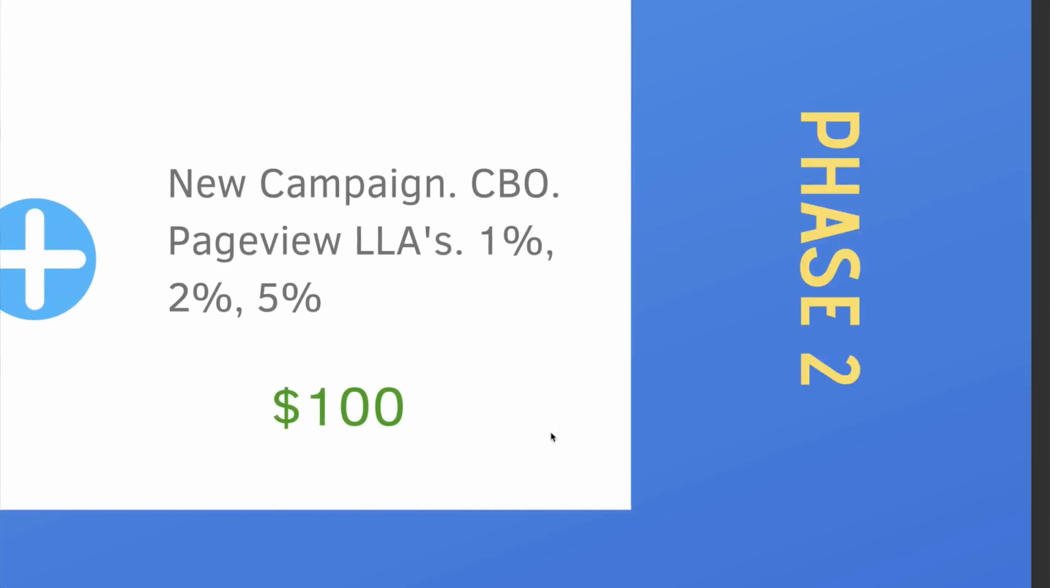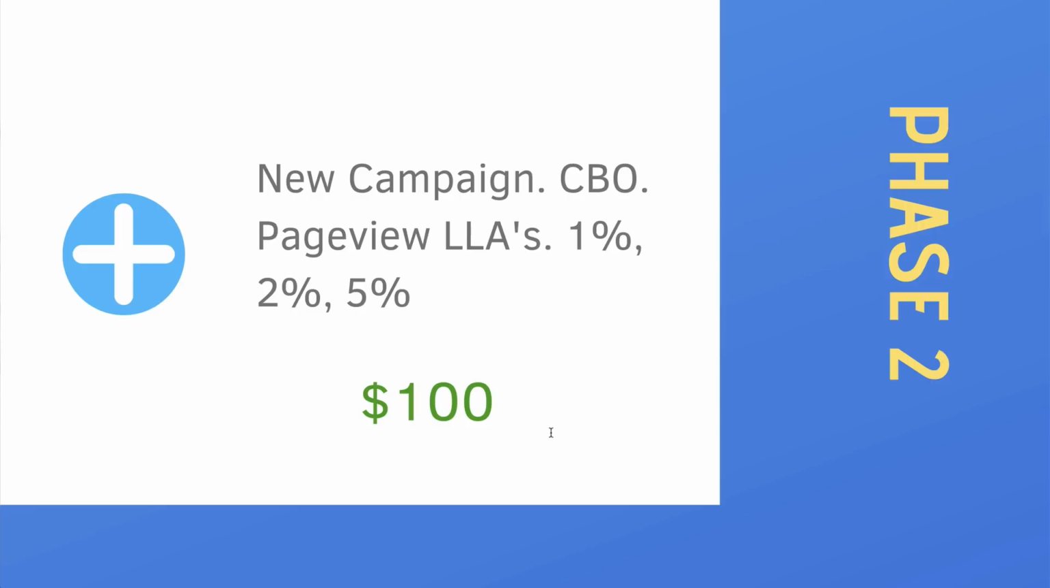Plus, what you have to do is create a CBO campaign, and this time you're going to create lookalikes of your page view lookalikes, because by now you should have a decent amount of page views on your product. So you're going to create page view lookalikes for that particular product page, 1%, 2%, and 5%.